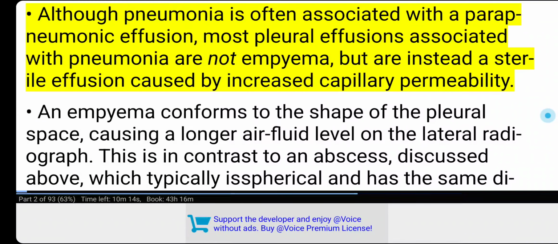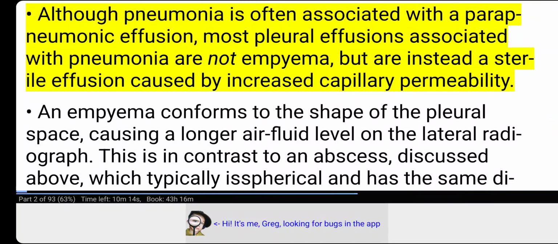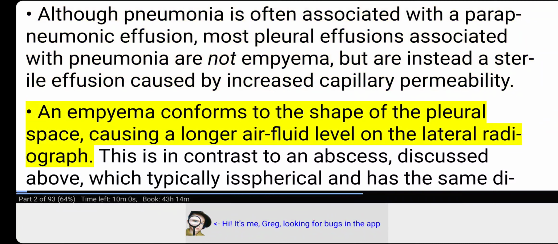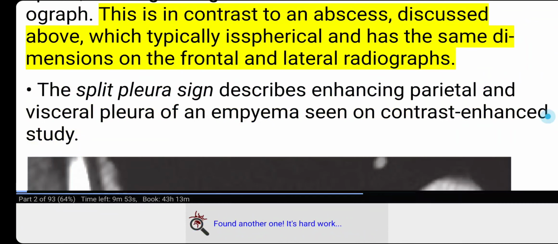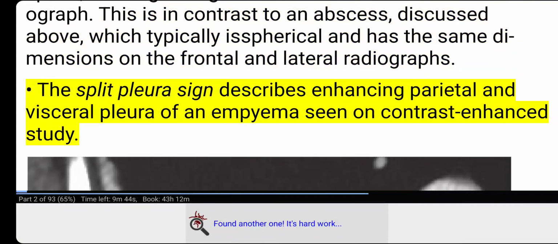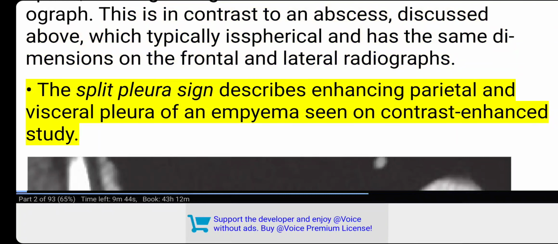Although pneumonia is often associated with a parapneumonic effusion, most pleural effusions associated with pneumonia are not empyema, but are instead a sterile effusion caused by increased capillary permeability. An empyema conforms to the shape of the pleural space, causing a longer air fluid level on the lateral radiograph. This is in contrast to an abscess, discussed above, which typically is spherical and has the same dimensions on the frontal and lateral radiographs.